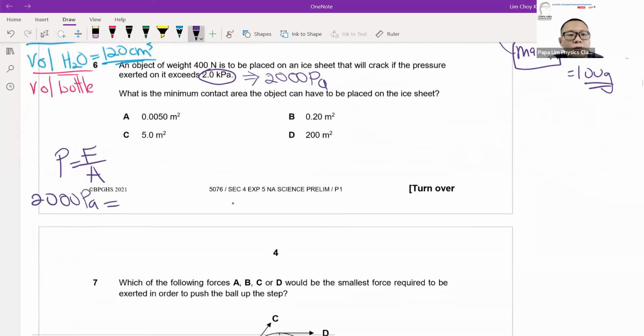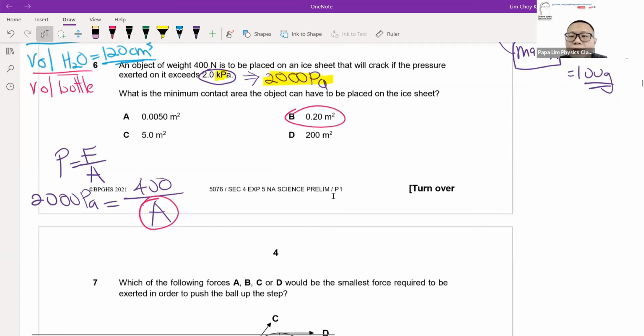The force that we are looking at is 400 Newton, and I will have the area. Using algebra, from here I will be able to work out the area to be 0.2 meter square. Remember to change the prefix kilopascal to pascal before you can get the answer. If not, the value will be totally different. So take note of the prefixes. The formula F over A is quite a standard formula, so take note of this.